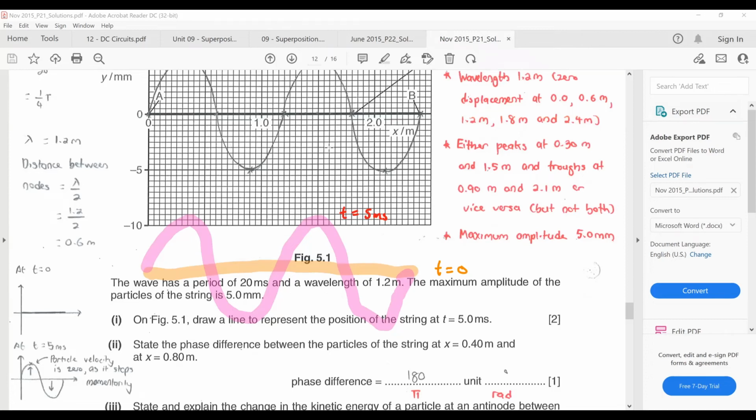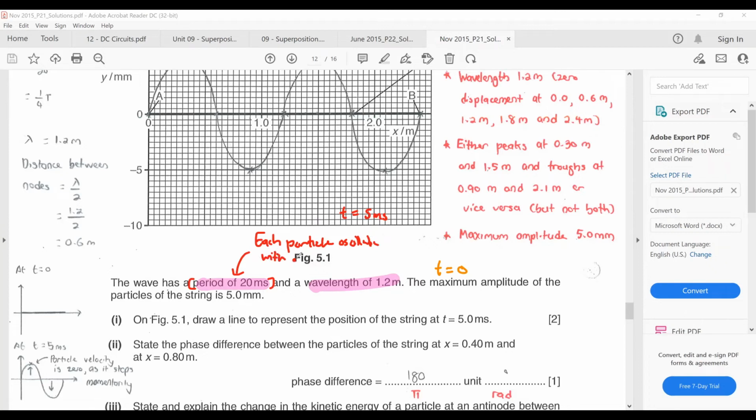Notice that the question already mentioned the frequency for you. Sorry, they did not just mention frequency, they actually mentioned the period. The question specifically told you the period of 20 milliseconds and a wavelength of 1.2 meter. Now, when you see that the wave has a period, this means that each particle oscillates with a period of 20 milliseconds.